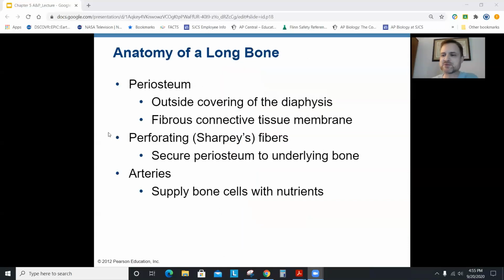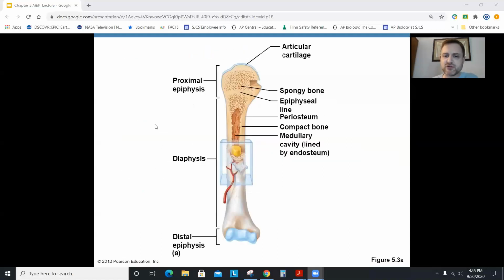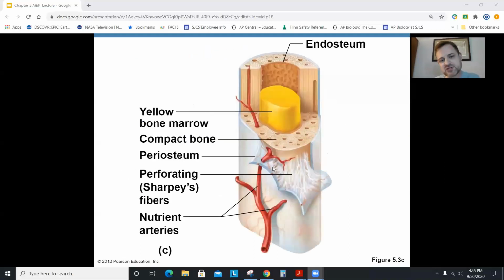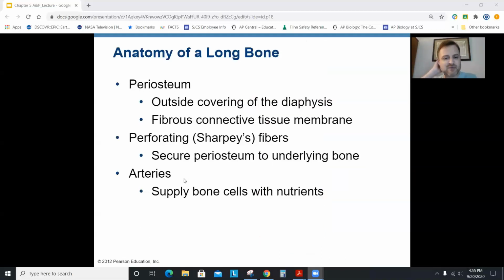Okay, so some of this I said on the previous slide. The periosteum is a kind of membrane that lines the outside of the diaphysis, the shaft part of the bone. Between the periosteum and the actual bone, you have what are called perforating or Sharpey's fibers. Let me show you a quick picture. These are the Sharpey's fibers, and they look like a cobweb. These are connective tissue fibers that help secure the periosteum to the bone.